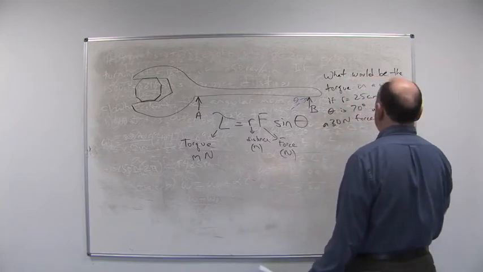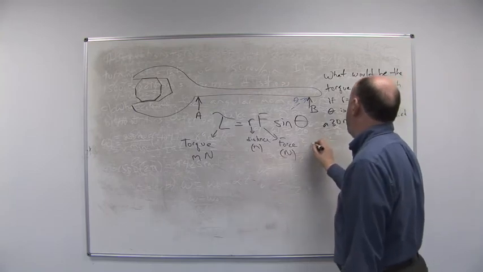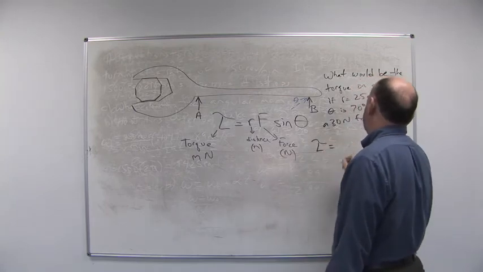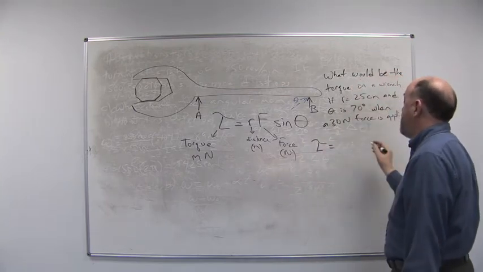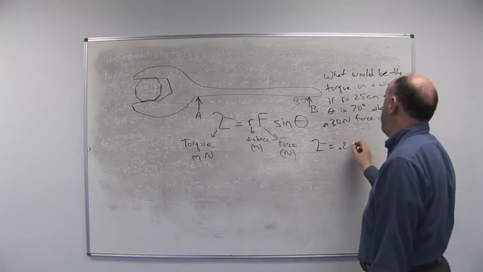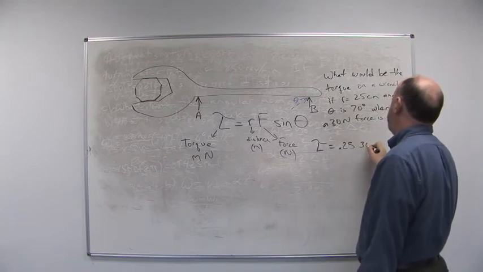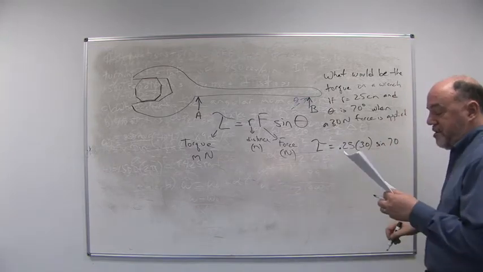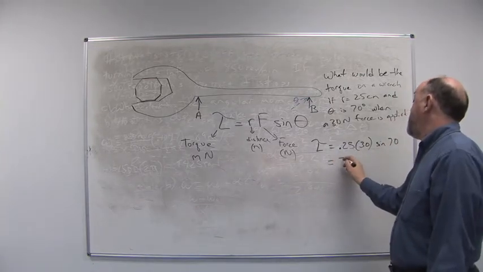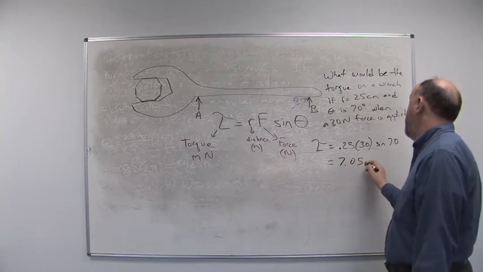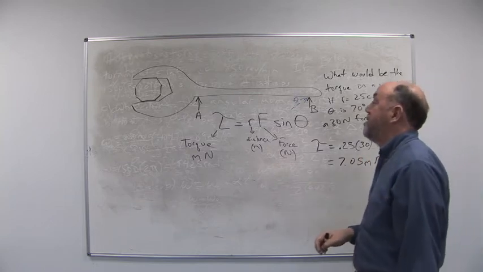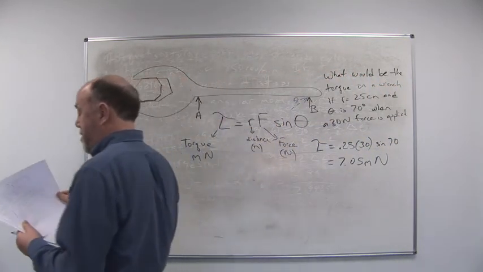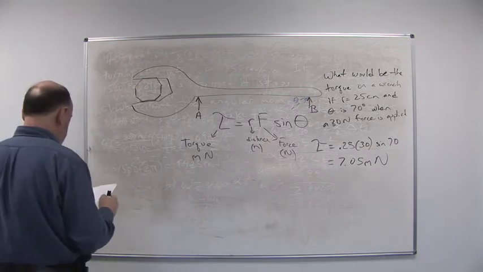Okay. So the torque then, 25 centimeters needs to be converted to meters, so 0.25 times 30 times the sine of 70. And so this comes out to be 7.05 newton meters. And that would be the torque on my wrench.